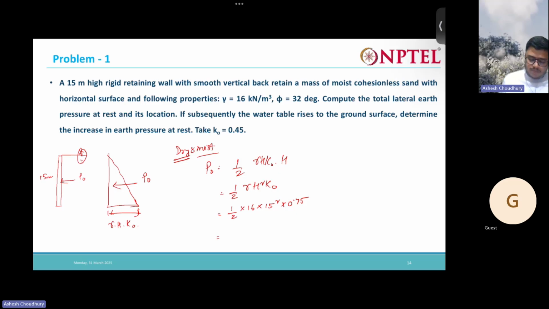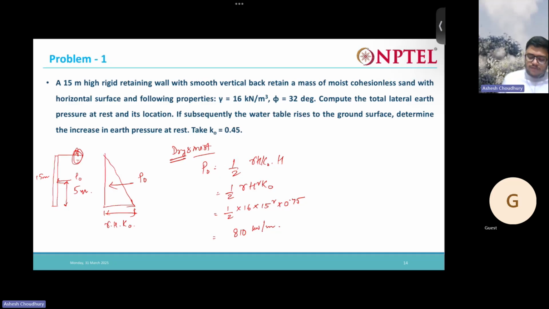In that case, you do not have the water table here. Later, the water table rises to the top. In that case, we are going to calculate next. So this is going to be some value in Newton per meter. And where is it going to act? It is going to act at 15 by 3, that is 5 meter from the bottom. That is the centroid, right?